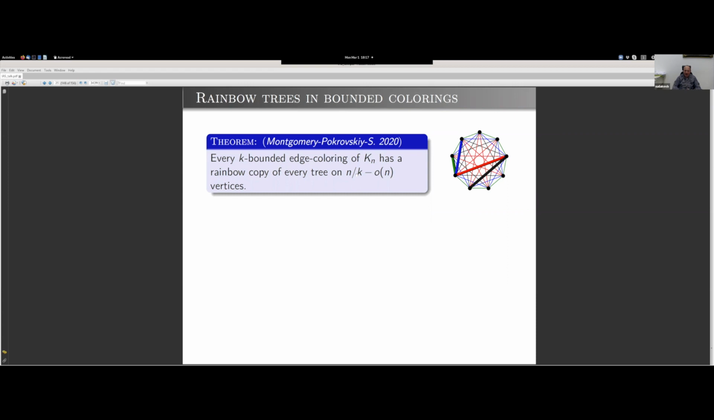A k-bounded coloring can have at most n over k colors, because every color can be a k-regular graph. So I can have only rainbow trees of size at most n over k. So what we proved is that if your tree is slightly smaller than n over k, no matter which tree you take, you can find a rainbow copy of such a tree in your coloring, right? And observe that this is the first result where, unlike the previous results, we have completely no restriction on the tree, no restriction on the bounds of the tree.